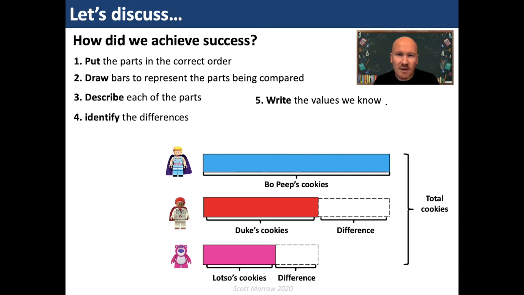We knew that Bo Peep had 123 cookies. We knew that Duke had 48 less than Bo Peep, and we knew that Lotso had 28 less than Duke. And in this problem, we were trying to work out the whole amount.